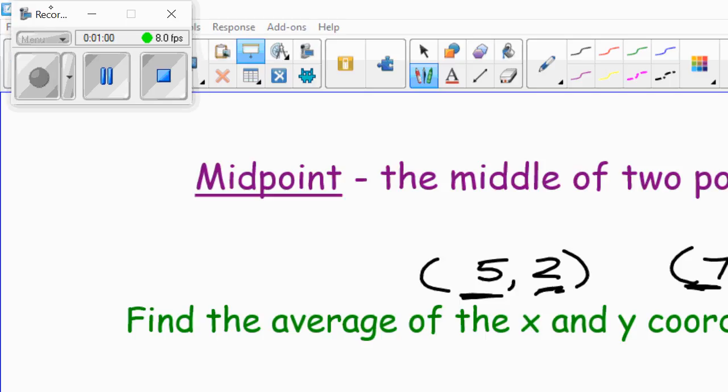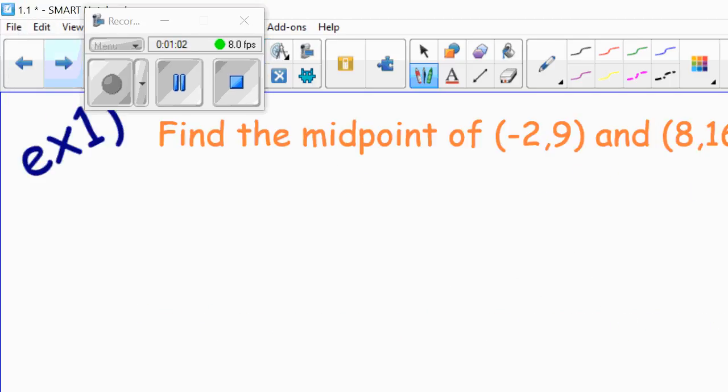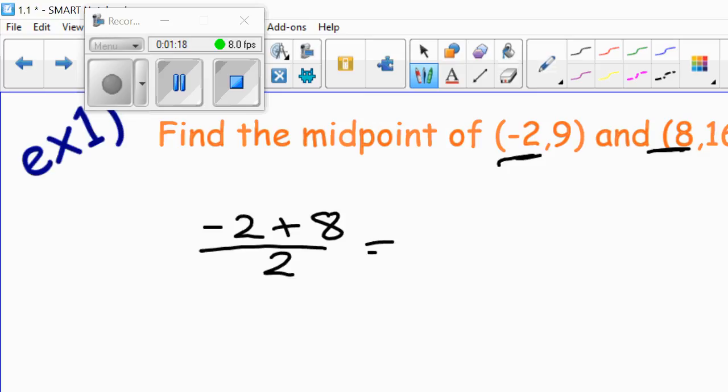If I can get this out of the way. So we're going to find the midpoint of (-2, 9) and (8, 16). So all I do is I add those x's. I'm going to show a little bit of work just so when you're looking over your notes, you're not like, where the heck did I get that? Add the x's, divide by 2. Add those, I get 6 divided by 2, 3. Now let's do the same for the y's.